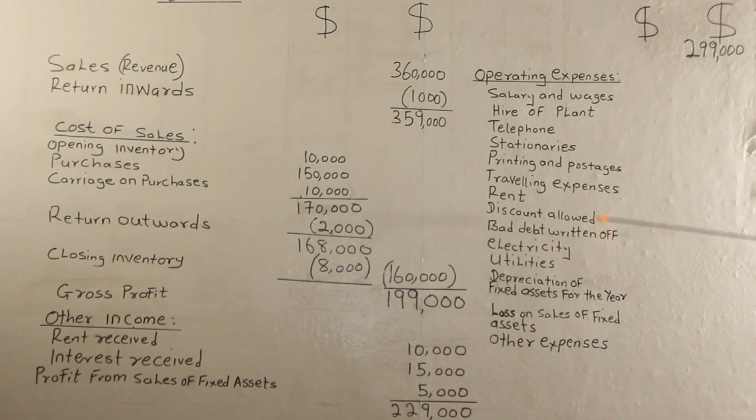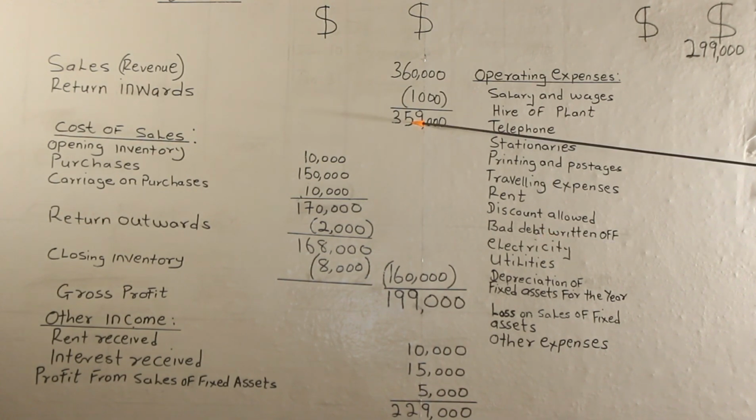Then bad debt written off. These are debts that can no longer be recovered and thus have to be written off as expenses. For instance, if somebody is owing Victory Enterprises and the person can no longer pay because there are some business disasters, the best thing for the business to do is to write off such expenses since they know that the person can no longer pay.